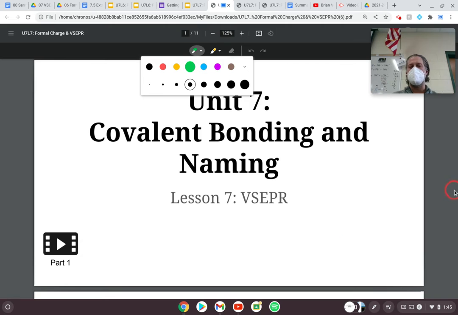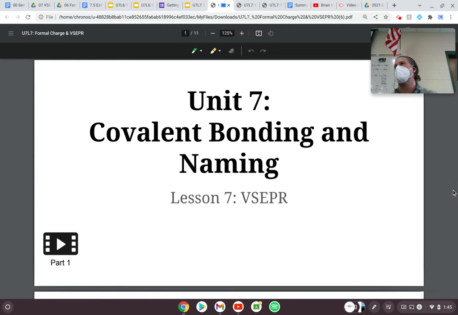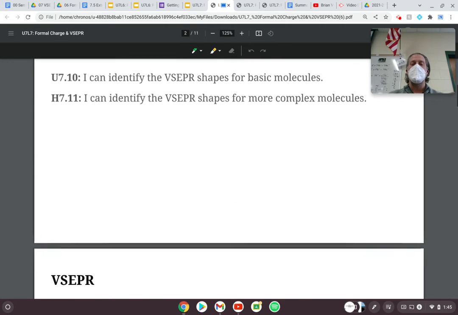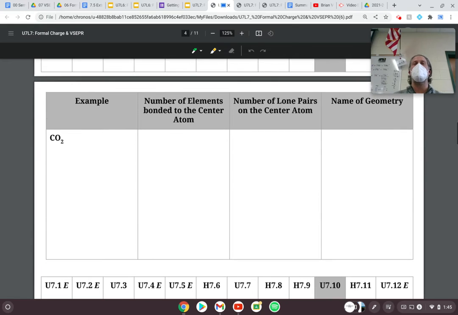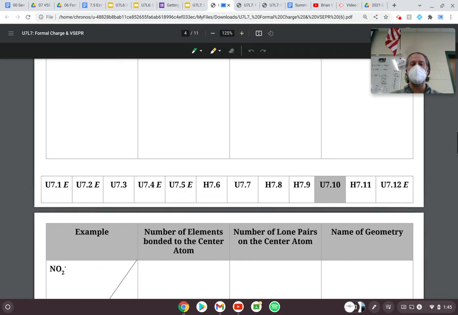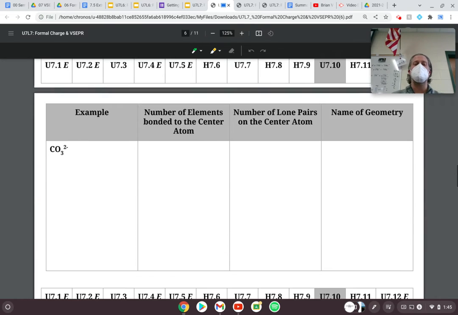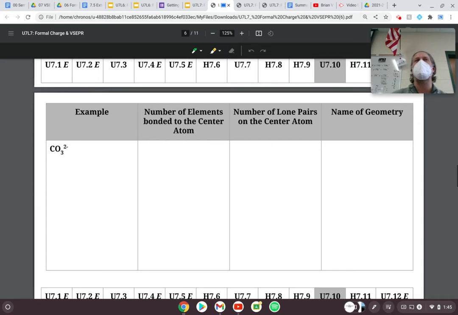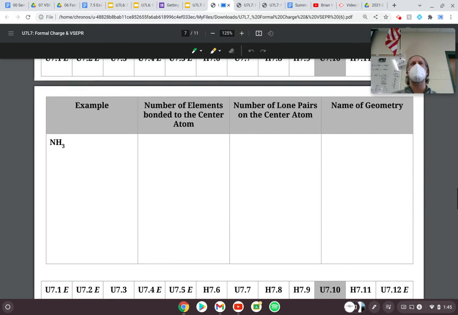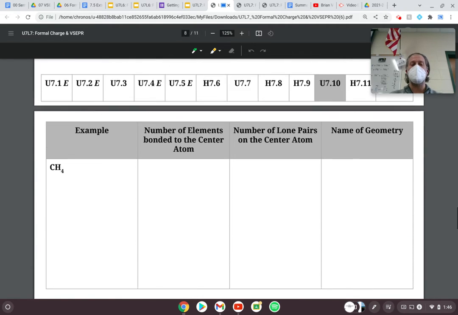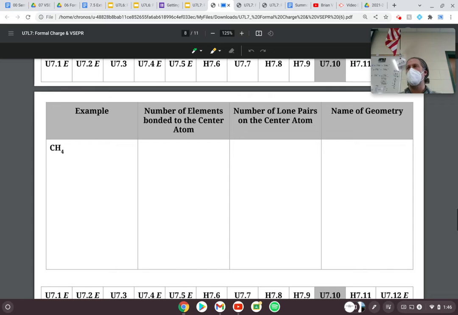Yesterday we did part one of this lesson, in which we learned about the shape called linear, and the shape called bent. And then we learned about the shape called trigonal planar, and trigonal pyramidal, and then tetrahedral. And that is where we stopped.